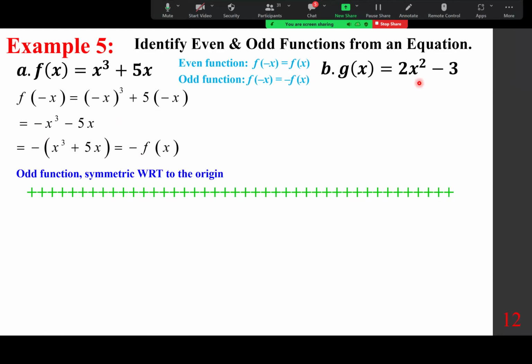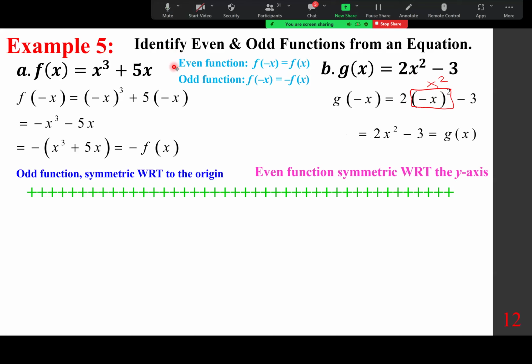What about g of x? Let's plug in minus x. Minus x to the second power is x squared. So it's 2x squared minus 3, which is the same as g of x, which is the definition of an even function. It's an even function, symmetric with respect to the y-axis.